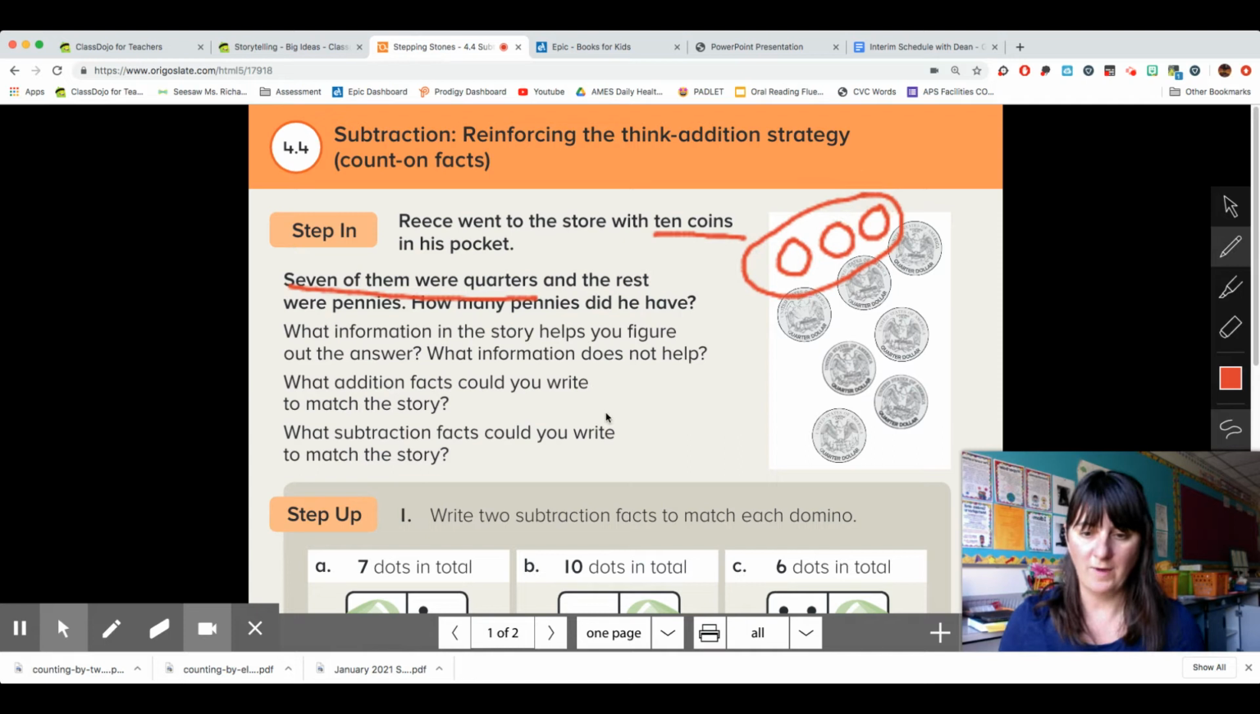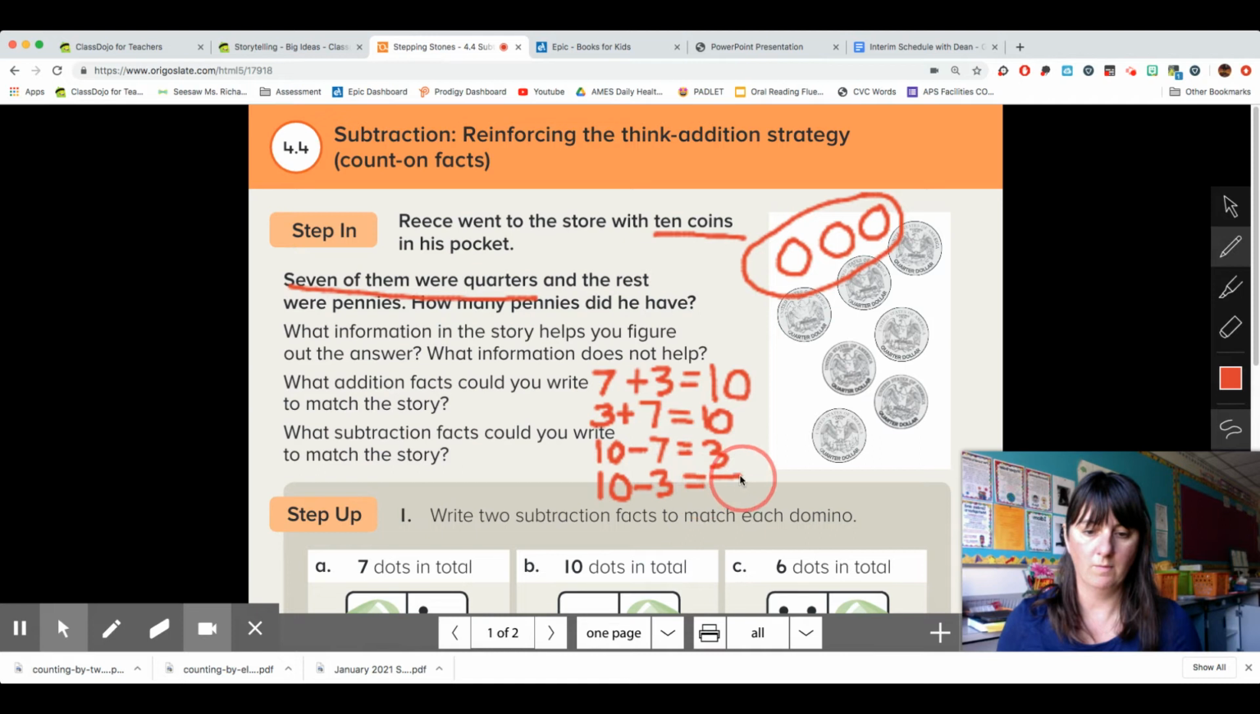Okay. What addition facts could you write to match the story? We could write 7 plus 3 equals 10. We could use the turnaround fact of that and write 3 plus 7 equals 10. And then we could also write 2 subtraction facts, starting with 10, the largest number. 10 minus 7 equals 3, and 10 minus 3 equals 7. There is the fact family of 7, 3, and 10. Those numbers are in each equation.